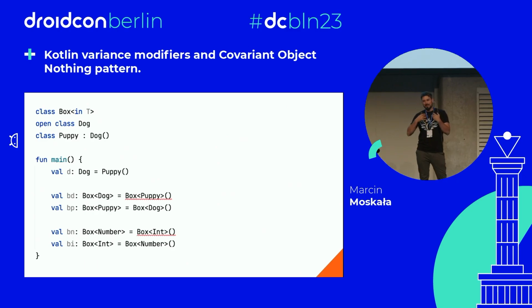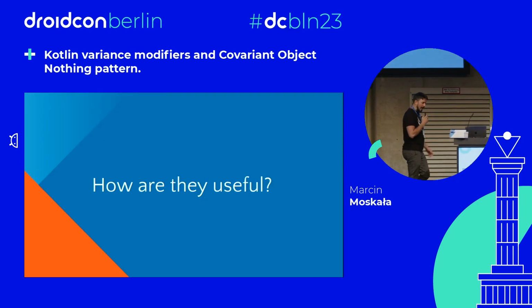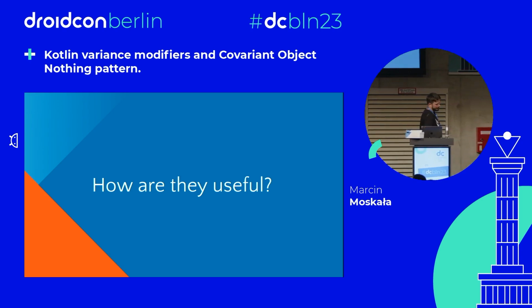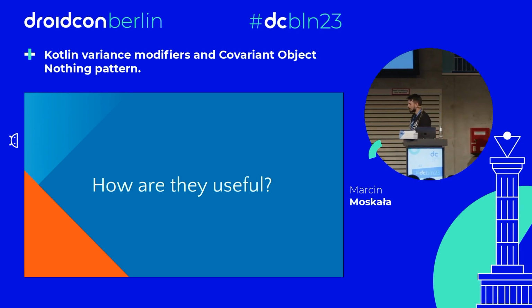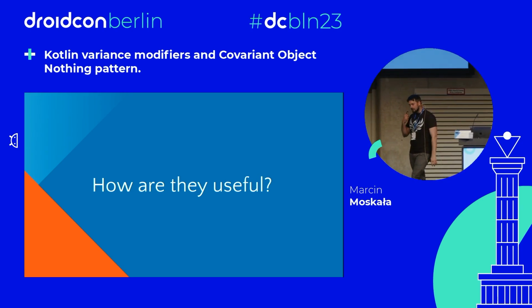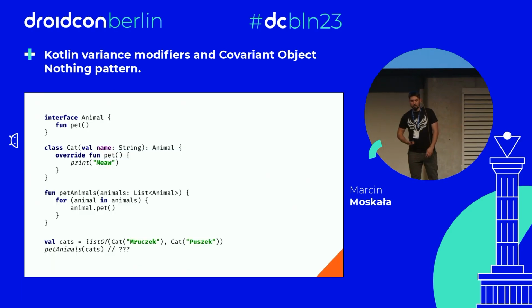So let's show you some practical examples of how this can be useful. Especially you are likely wondering how contravariance can be useful, because it looks like absolute madness. But let's start with a very simple example.